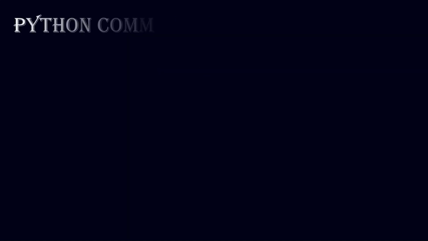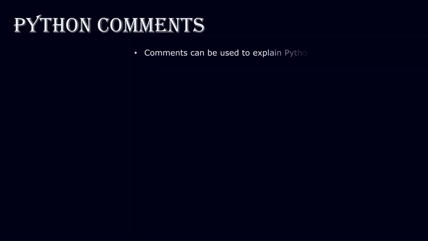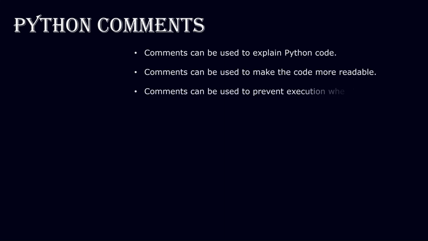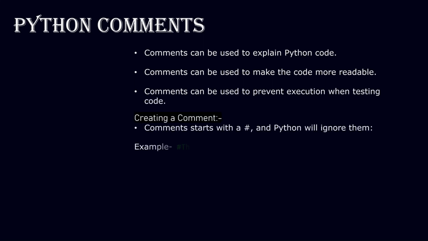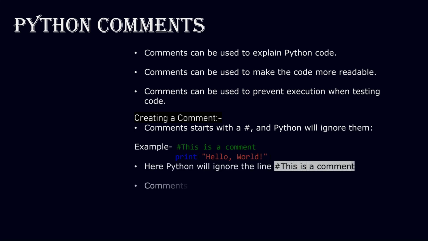Python comments. Comments can be used to explain Python code. Comments can be used to make the code more readable. Comments can be used to prevent execution when testing code. Creating a comment. Comments start with a hash, and Python will ignore them. You can see the example for this.